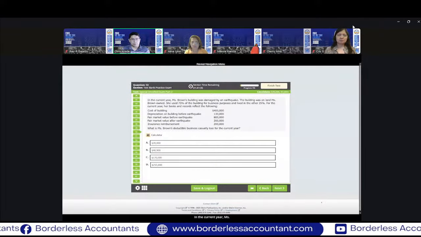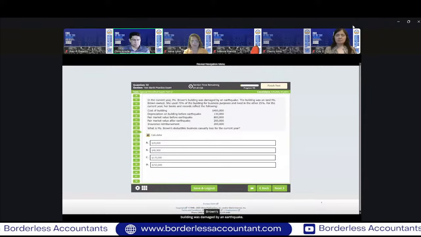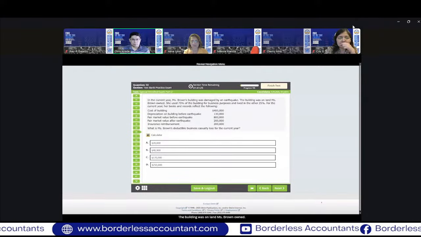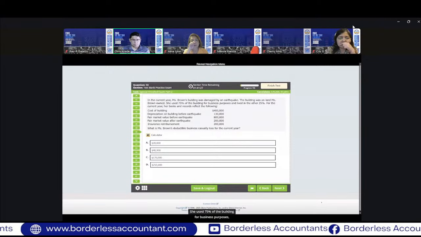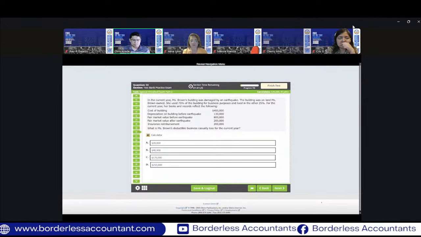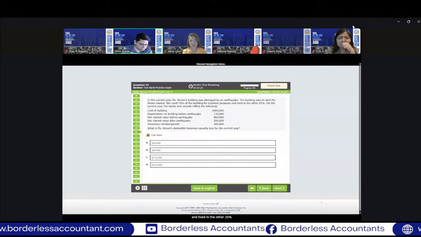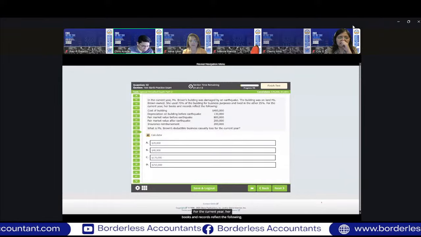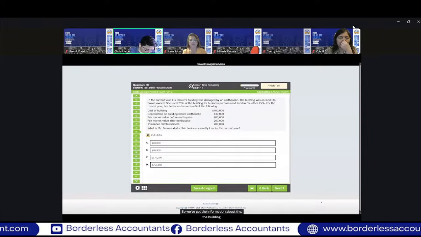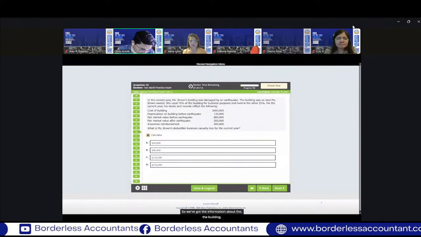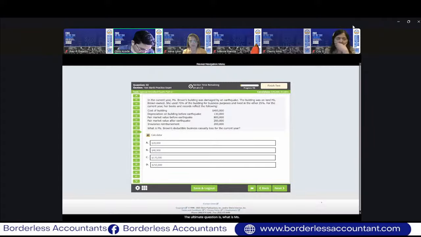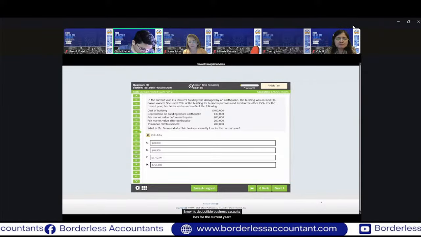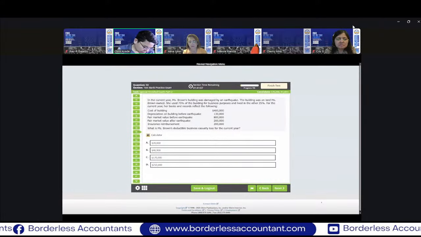In the current year, Ms. Brown's building was damaged by an earthquake. The building was on land Ms. Brown owned. She used 75% of the building for business purposes and lived in the other 25%. For the current year, her books and records reflect the following. So we've got the information about the building. The ultimate question is, what is Ms. Brown's deductible business casualty loss for the current year?